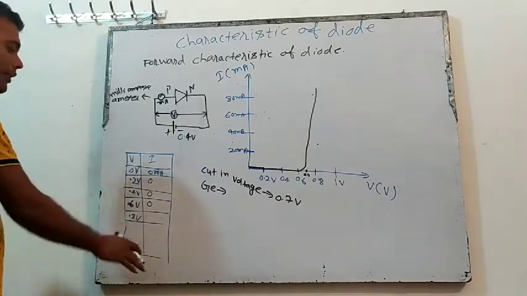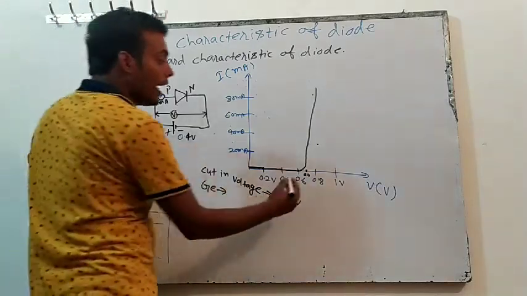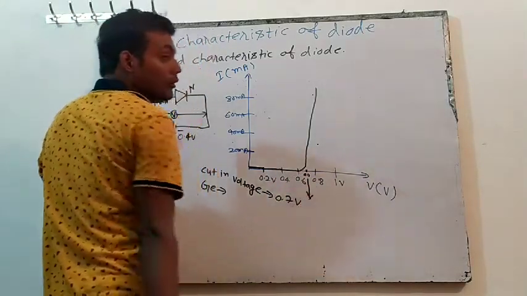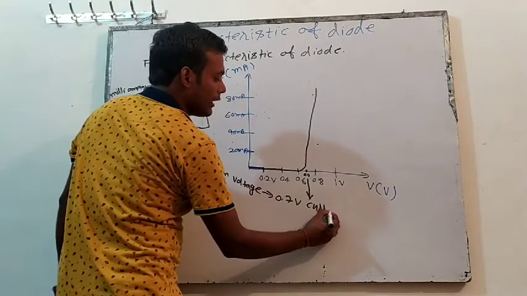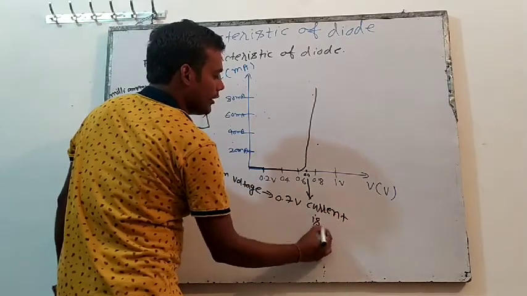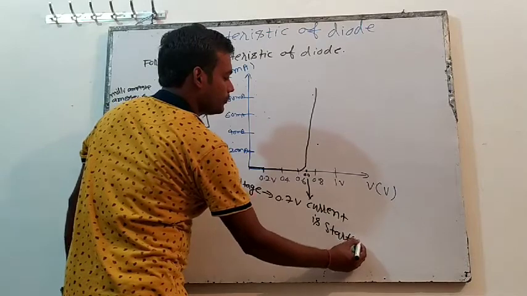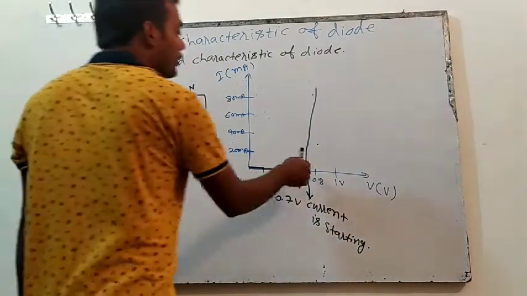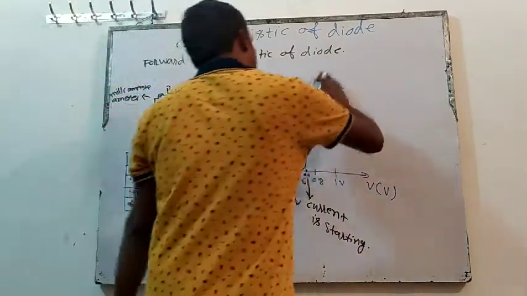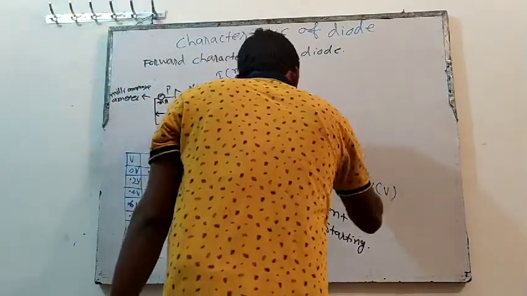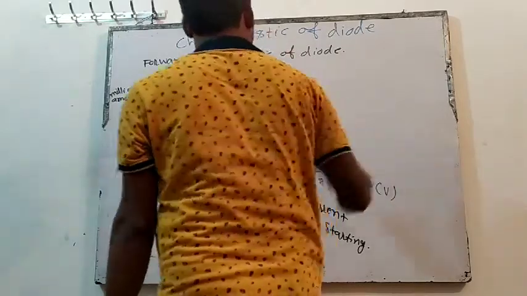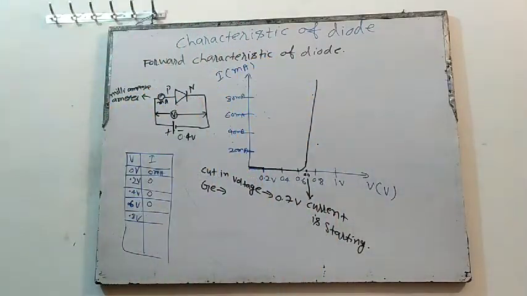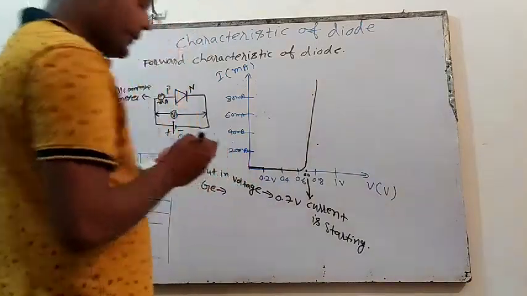I have not done the experiment myself. So at 0.7 volt, the current is starting. Current is starting means at 0.7 volt you can see the current. So the current is starting like this, and then the current will increase. So actually what is happening? Try to understand this graph, that actually what is happening?